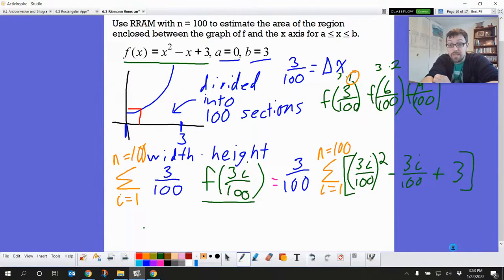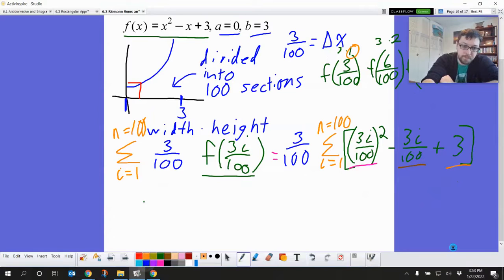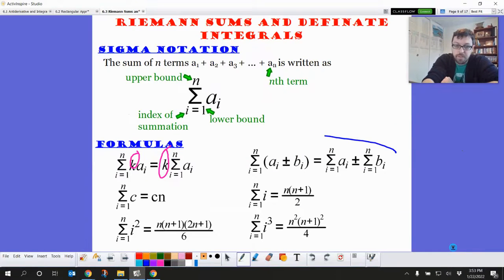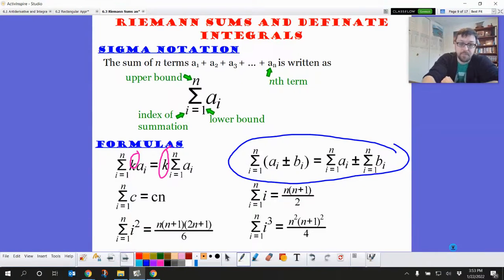But what we can do is figure out what each little bit is rather than doing it all at once. We can sum all of these, and then we can sum all of these, and then we can sum all of these. So let's do that. I should show which trick I'm using. If you've got a bunch of things being added inside of a summation, you can break them up into separate little bits. So let's do that.